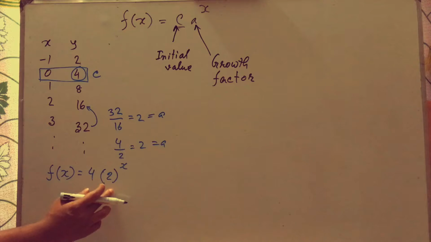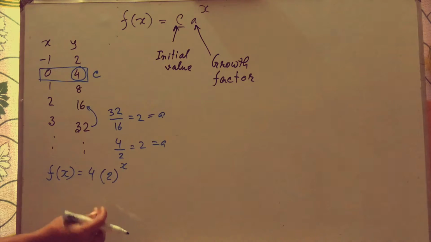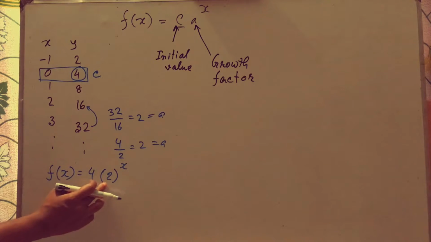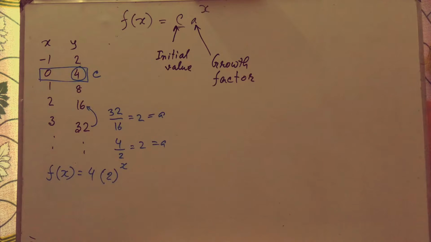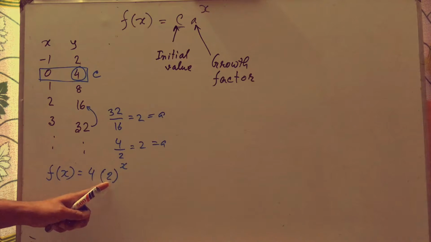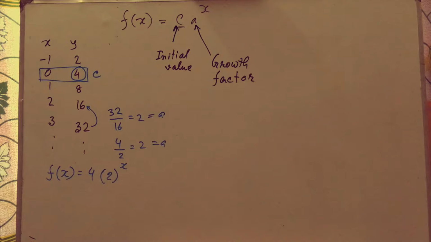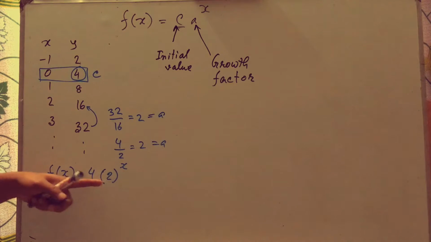Just a side note, you cannot multiply this 4 and 2 because they are basically different things. This 2 is the base of the x, and 4 is the coefficient, the initial value, so they are two different things. Don't try to multiply them here.